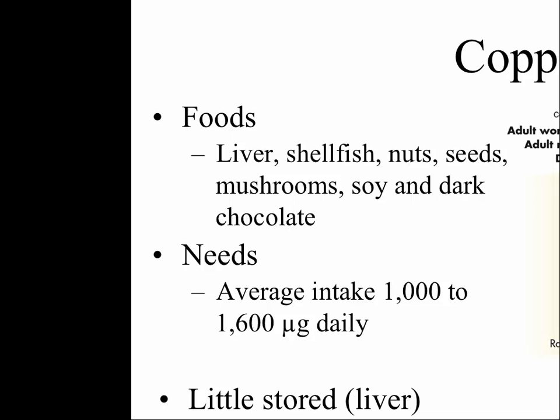Okay, so let's talk about copper a little bit. Copper is found in liver, shellfish, nuts, seeds, mushrooms, soy, and dark chocolate, which is another good quality of dark chocolate, if you guys remember that last question of the day. You only need about 900 micrograms, which is very small. And we tend to get that or exceed it, so 1,000 to 1,600 micrograms a day. So copper isn't really a concern in the United States as far as deficiencies go. You don't really store much of it, and it is excreted mostly in bile.